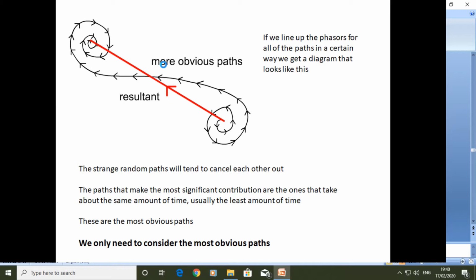For every weird and wacky path, there is another weird and wacky path where the phasor ends up pointing in the opposite direction, so they all cancel. Basically, the phasors for all the random paths will tend to cancel out, and the paths that make the most significant contribution are the ones that take about the same amount of time, which is usually the least amount of time, and these are the most obvious paths. Conclusion is we only need to consider the most obvious paths.